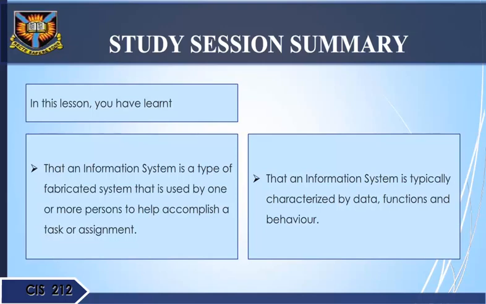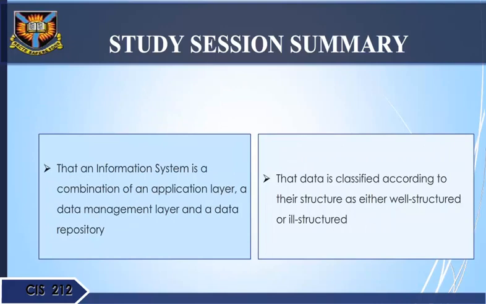Study session summary. In this lesson, you have learned that an information system is a type of fabricated system that is used by one or more persons to help accomplish a task or assignment. That an information system is typically characterized by data, functions, and behavior. That an information system is a combination of an application layer, a database management layer, and a data repository. That data is classified according to their structure as either well structured or ill structured.